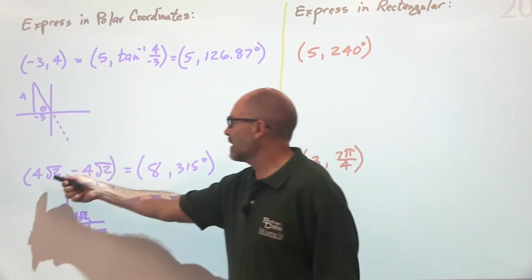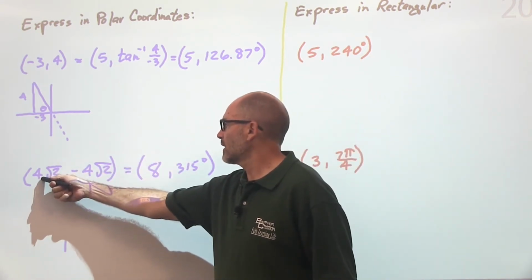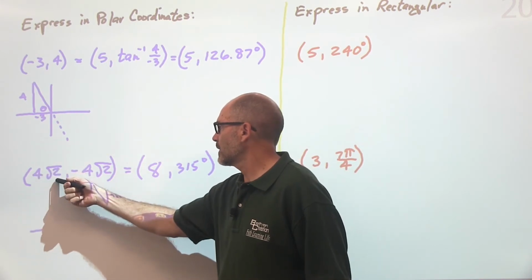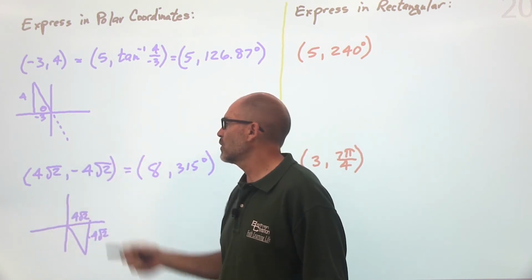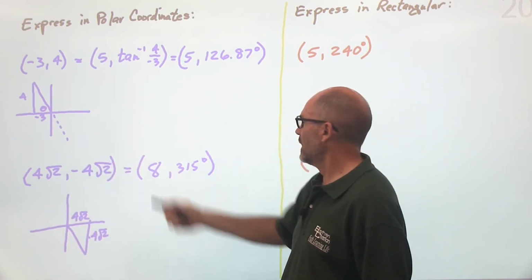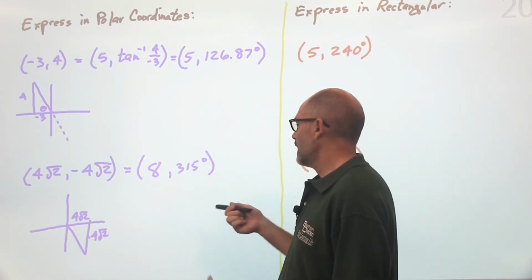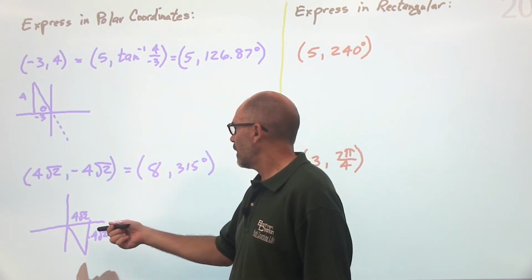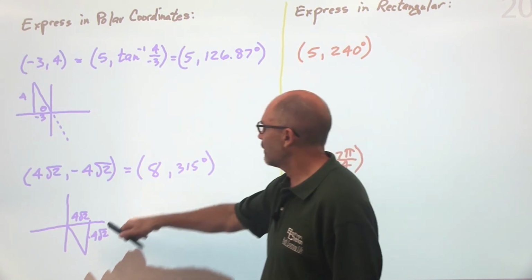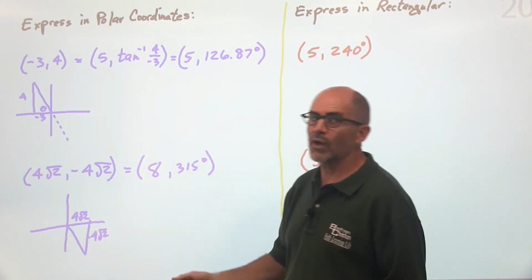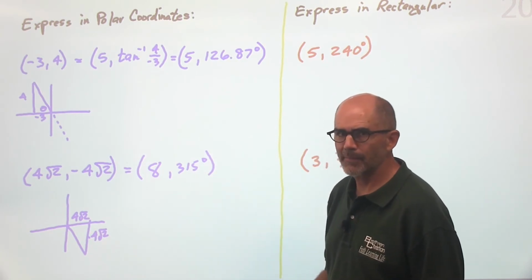So it's just a squared plus b squared equals c squared. So we square this, and you get 16 times 2, which is 32. And 32 plus 32 is 64. Square root of 64 is 8. And the angle, like we said, you could do inverse tangent of negative 4 square root of 2 over 4 square root of 2, which would give you negative 45 degrees. Now we don't want negative 45 degrees, we want 315 degrees positive.